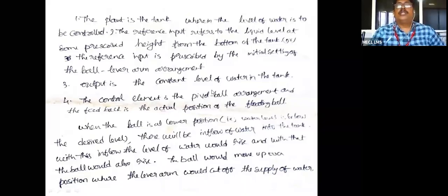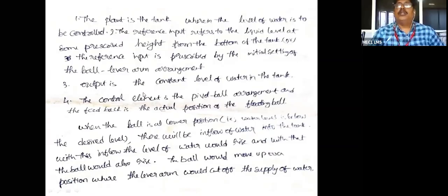So the output should be our desired level, which has to be maintained constant. Whenever the height drops down, the pivot opens automatically, and then water falls automatically. So that means it is a continuous one. It is continuous, so automatically it is doing.